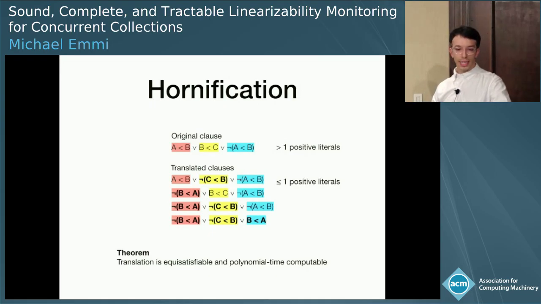Right? So we now consider all equivalent clauses to this particular clause in which there is at most one positive literal. In this case, there are 4 of these, including the second to last one with 0 positive literals. So the theorem that we have here, and again, this is really exploiting the properties of the one predicate that we have in this logic, is that this translation is equisatisfiable and polynomial-time computable. And this relies on this predicate being the linearization total order.